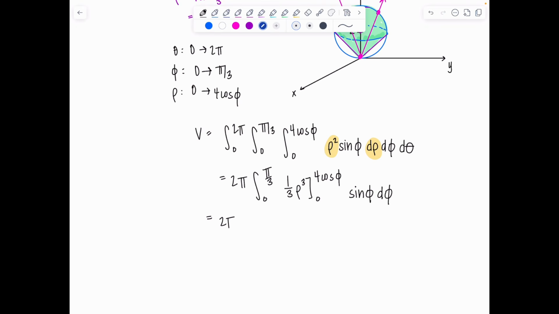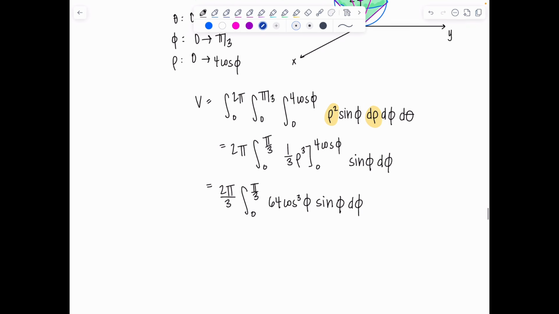Perfect. Let's take that 1/3 outside with the 2 pi over 3. Then we have 0 to pi over 3, 4 cubed is 64 cosine cubed phi sine phi d phi. And then that'll be 128 pi over 3 out front. If I u-subbed, u would be cosine phi, du would be negative sine phi d phi. And then I'm going to have a 1/4 cosine to the 4th phi, and to account for the negative, let me go 0 to pi over 3. Okay, I know this was very aggressive, but also very correct.